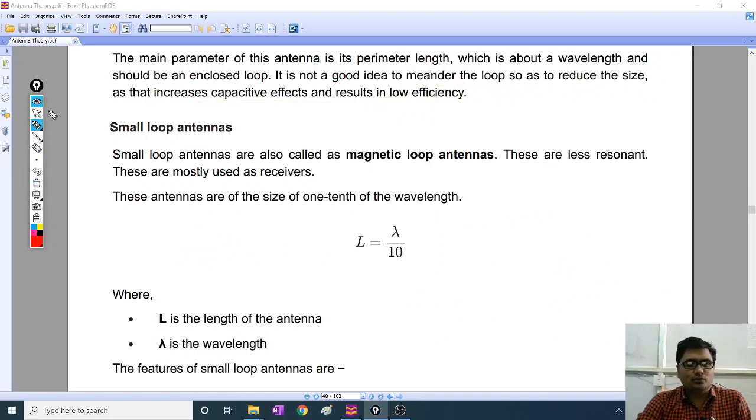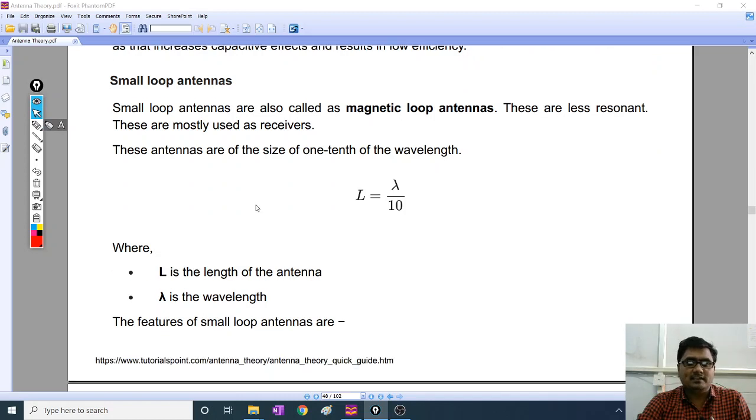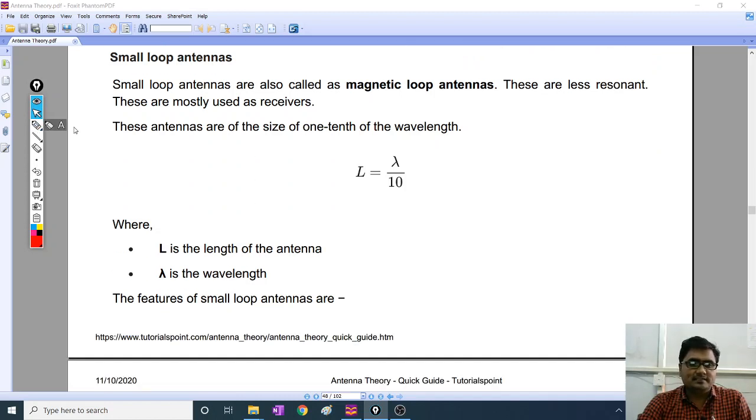Now come to the small loop antennas. What are small loop antennas really? Small loop antennas are basically antennas having a length less than lambda by 10. Look at this, the length is less than lambda by 10.